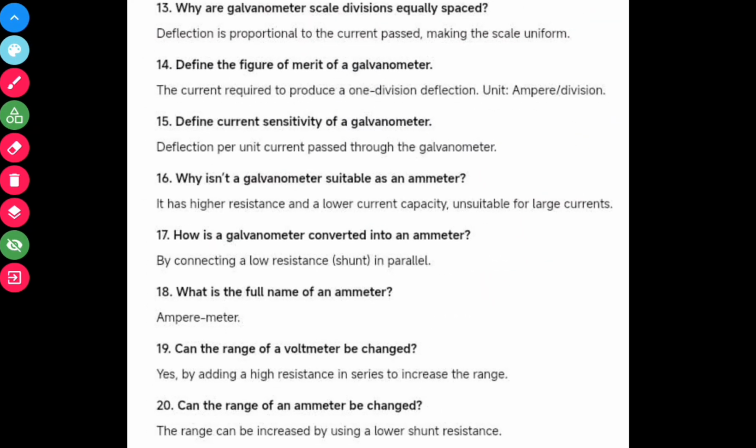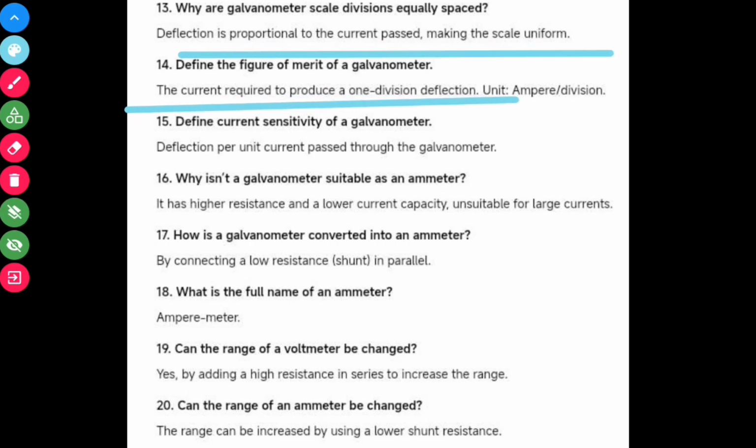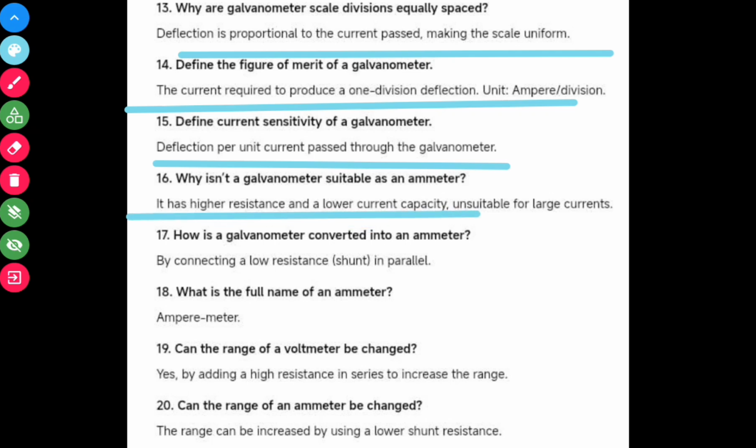Why are galvanometer scale divisions equally placed? Deflection is proportional to the current passed, making the scale uniform. बोला मैं दोबारा क्यों कर रहा हूँ रिवीजन करने। The current required to produce a one division deflection, deflection per unit current. Why isn't a galvanometer suitable as an ammeter? Because it has high resistance and lower current capacity, unsuitable for large currents.